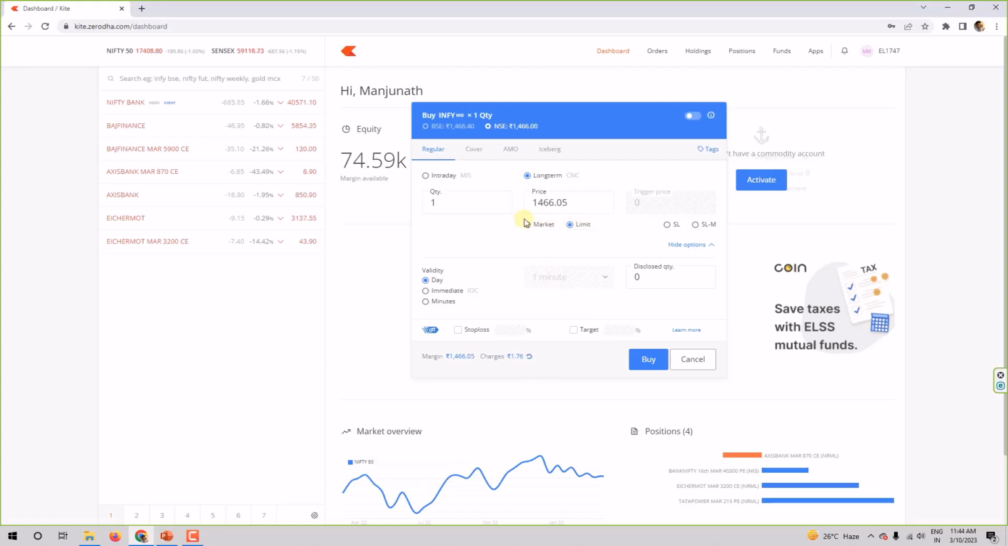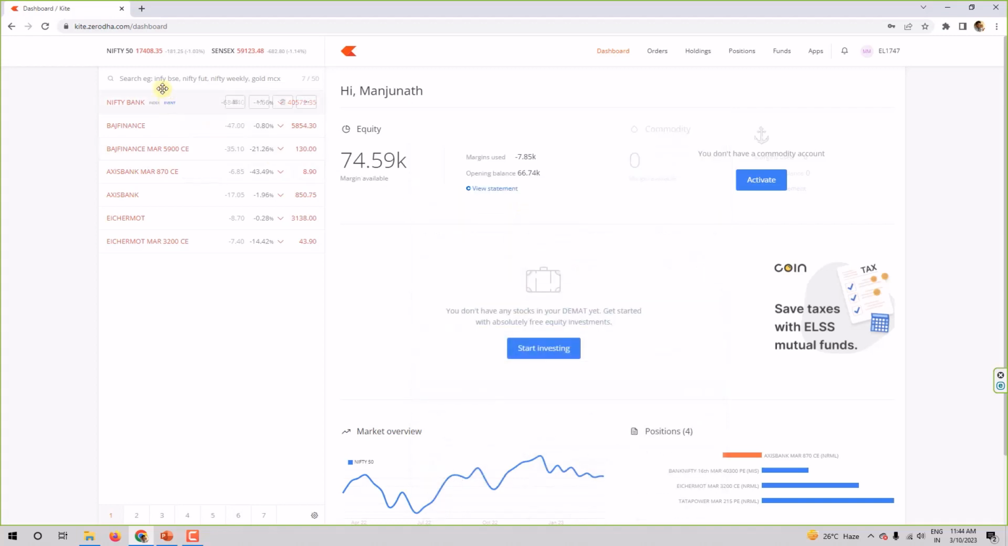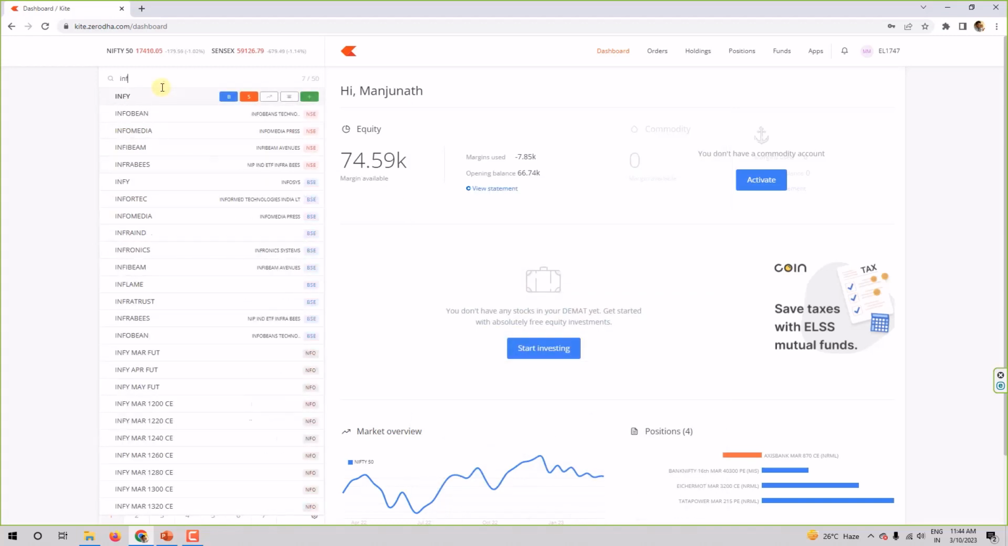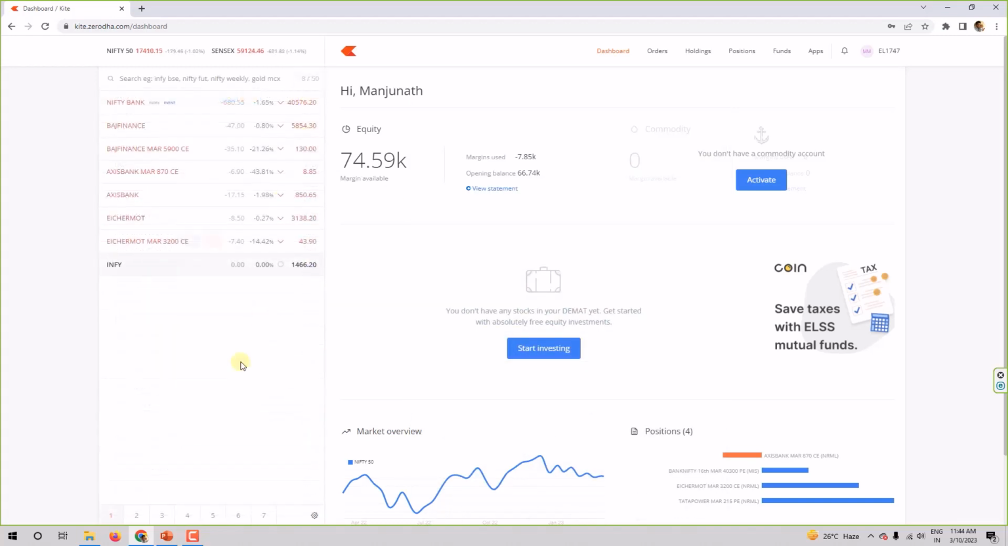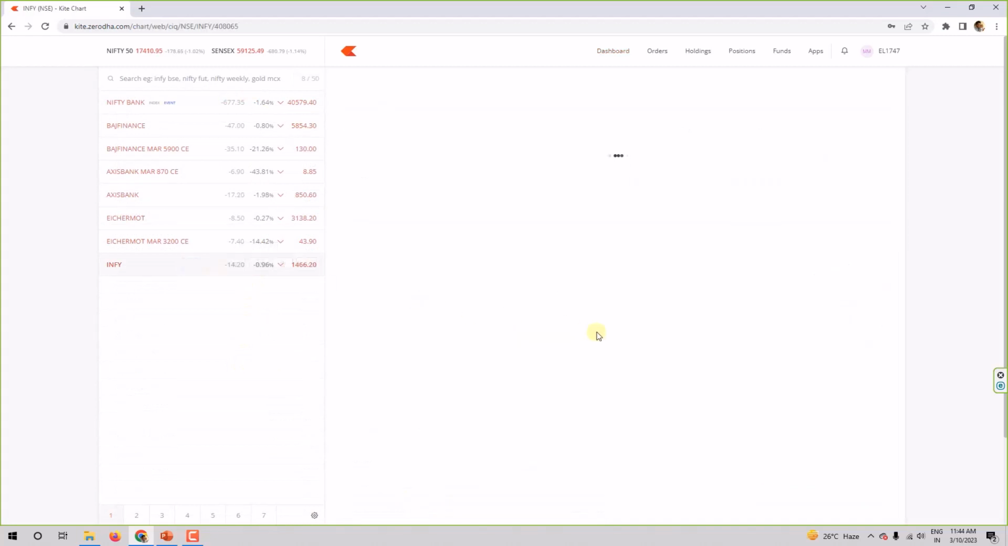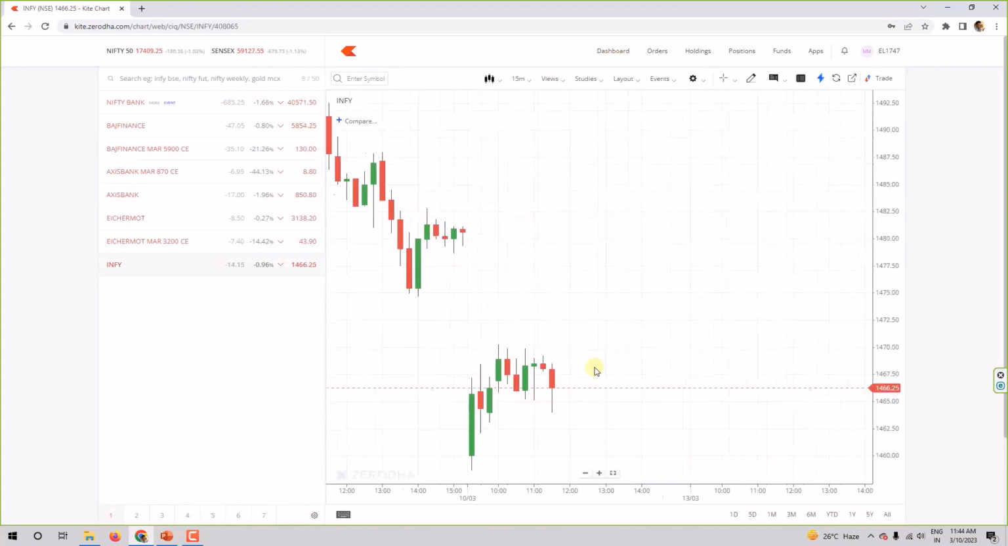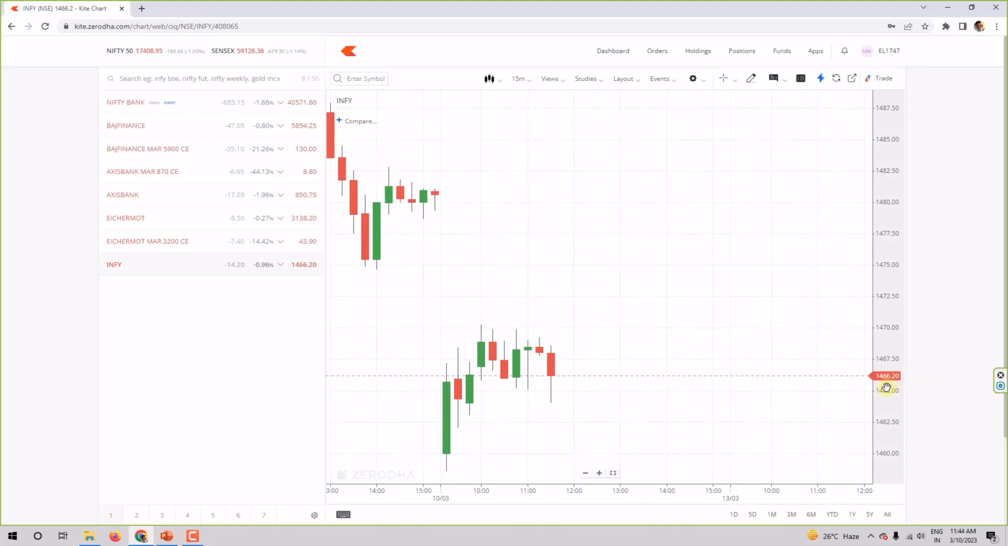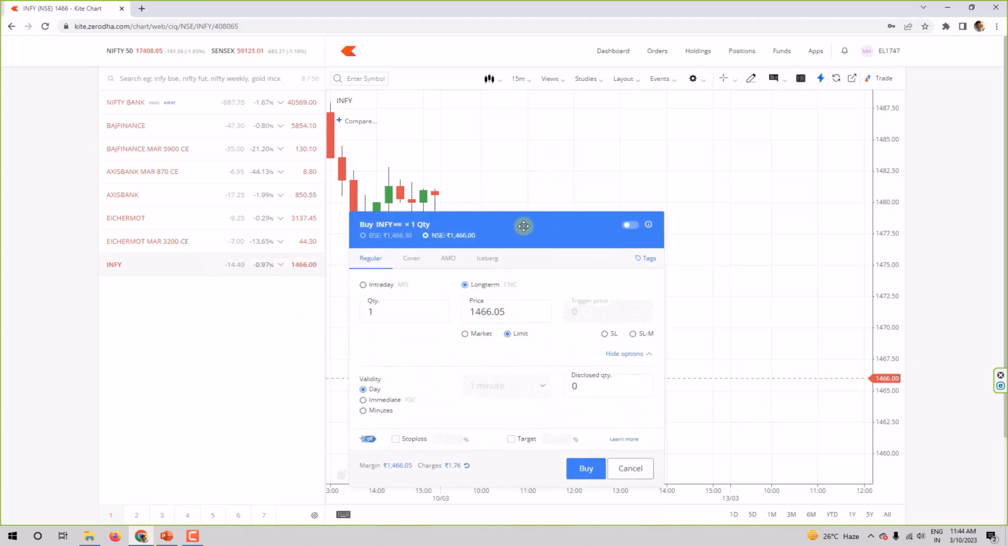Next is whether it is market order or limit order. Now, let me cancel this and search for Infosys and add it to the watch list. If I see the chart, do not worry about this chart right now. Currently it is being traded at 1466 rupees. So if you want to buy one stock of Infosys, you need to pay 1466.20. The price keeps on fluctuating.